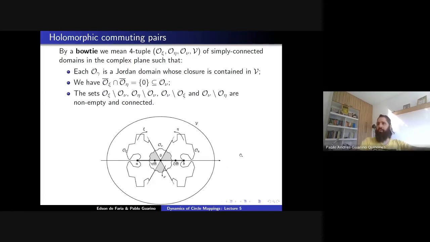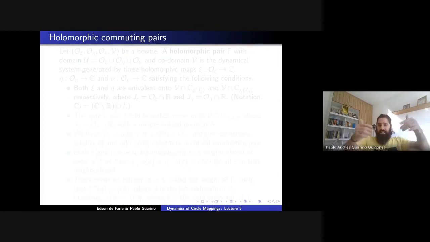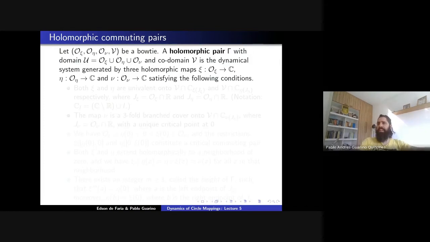So just to remind you, the holomorphic pair defined on a bow tie configuration is given by these three maps. Actually, you will say, but why are you calling it a pair if there are three maps? The important maps are eta and psi, okay? The other one is just to have the commuting condition. The idea here is that in the real line, you have a critical commuting pair, in the standard way, which is real analytic, and then you are taking the holomorphic extensions of these guys. Of course, the holomorphic extensions are uniquely defined, but then you can choose in which domains you will restrict this holomorphic extension. This is the main idea.